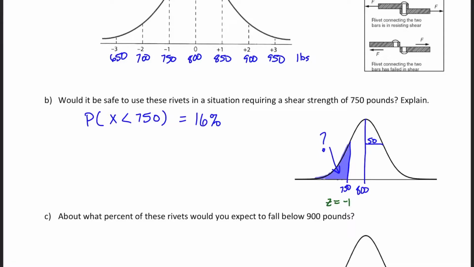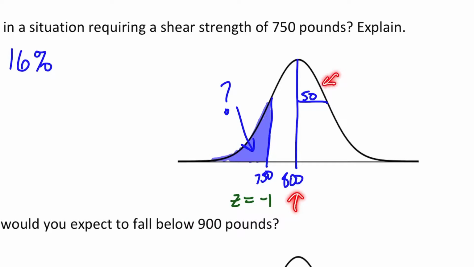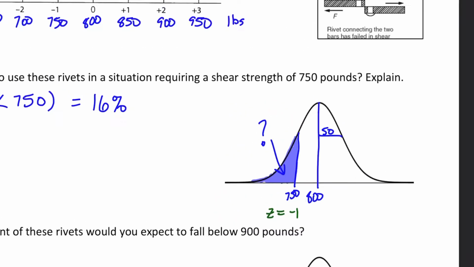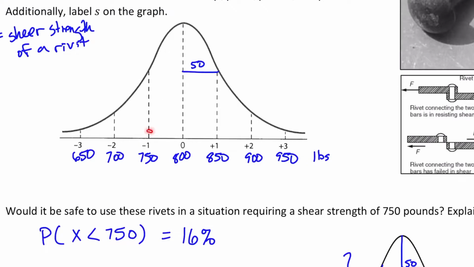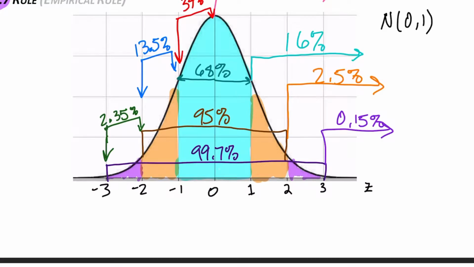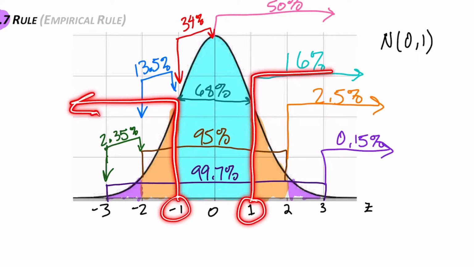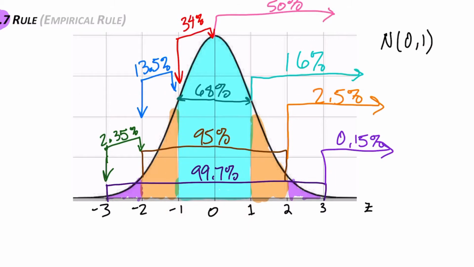All right, welcome back. So I started with just my picture. Here's my mean, my standard deviation, and I estimated where 750 would be by dropping down 50, which means I have a z-score of -1. Or I could have just looked at my picture drawn earlier and seen that my z of -1 is tied with 750 pounds. Then I go to my graph I made earlier: if I'm at -1 and I'm looking for the area less than that, that's the same thing as being at positive 1 and finding the area greater than that, which is 16%.